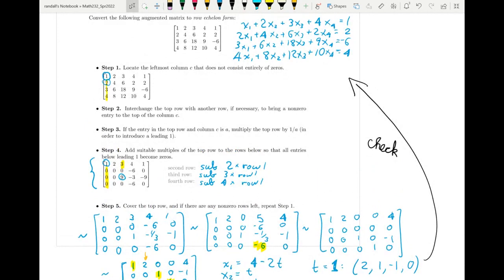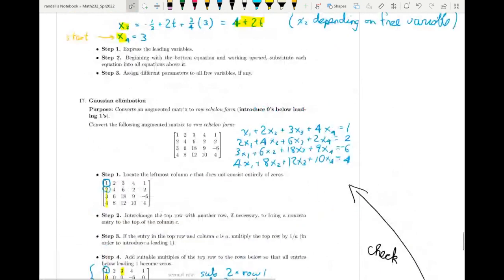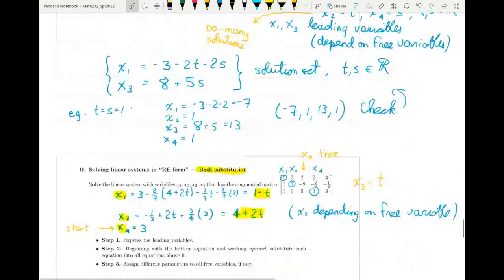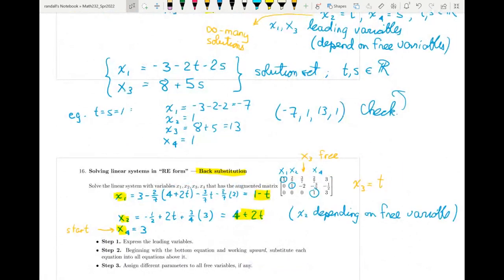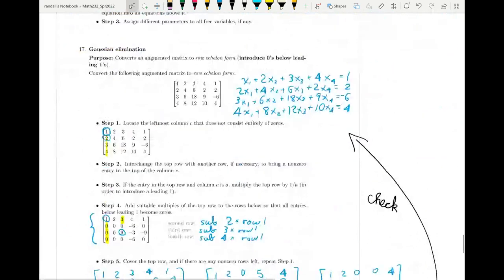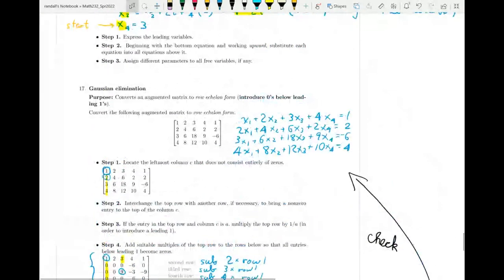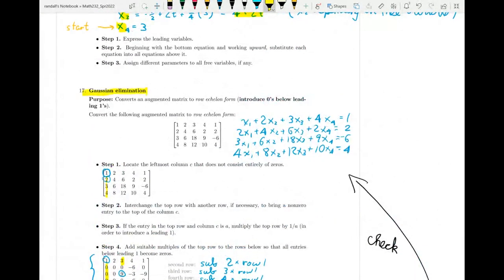A lot of stuff here, but you'll soon get used to this because you're going to be doing it all the time, even when we move away from the topic of linear equations. The process of what we call Gaussian elimination, this process of putting a matrix into reduced echelon form, is going to be used over and over again in this course.